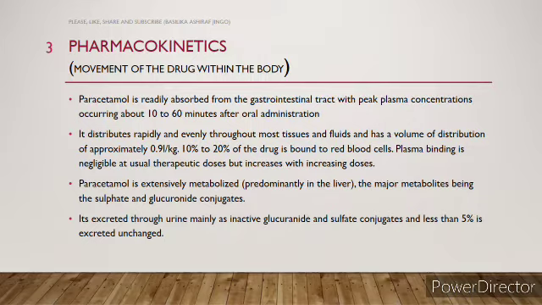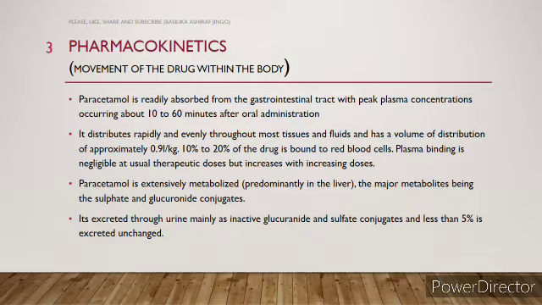So first, let's talk about absorption. Absorption is done through the gastrointestinal tract, and the peak plasma concentrations occur about 10 to 60 minutes after oral administration. What do we mean by peak plasma concentration? Peak plasma concentration means the highest level, at the time at which the highest level of the drug is found within the body. So the drug, at what time will it be in high concentrations within the body? That is from 10 to 60 minutes.